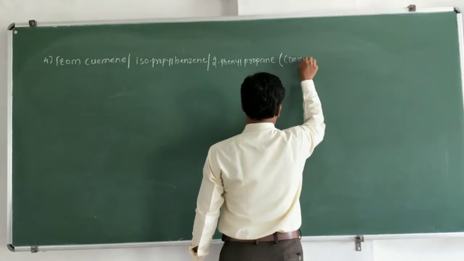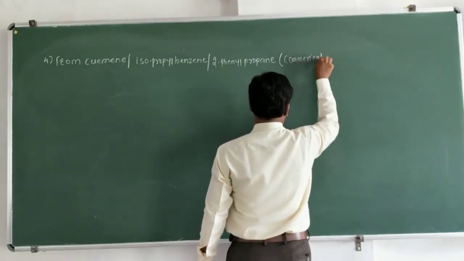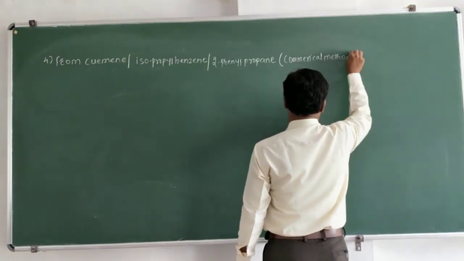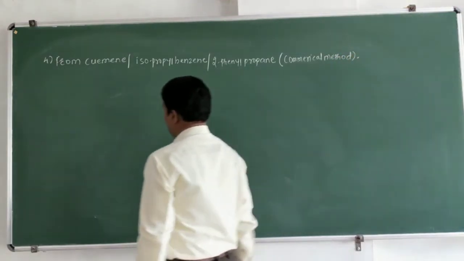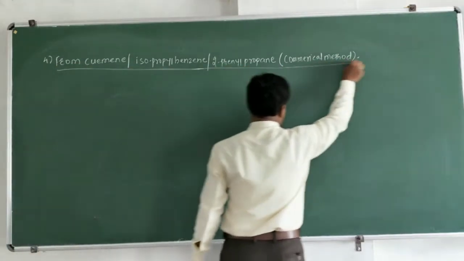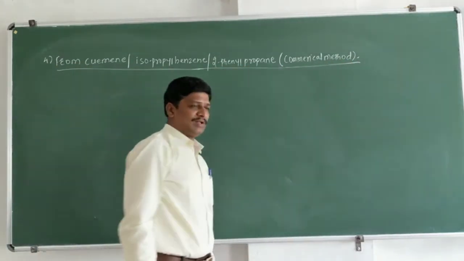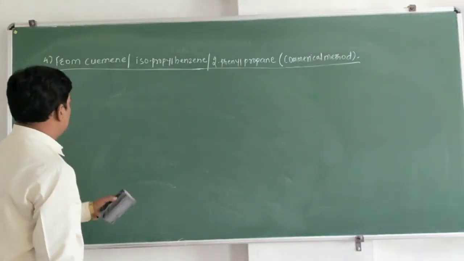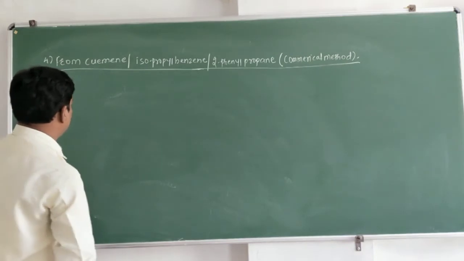Now why is this a commercial method? Actually, in this reaction we get acetone as a byproduct. And that acetone is a very important compound, and therefore this reaction is a commercial method here. Now see here, what is the preparation method of phenol?